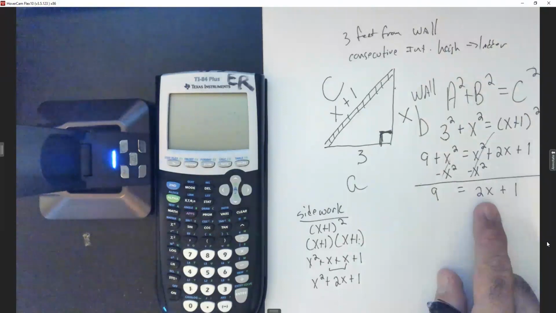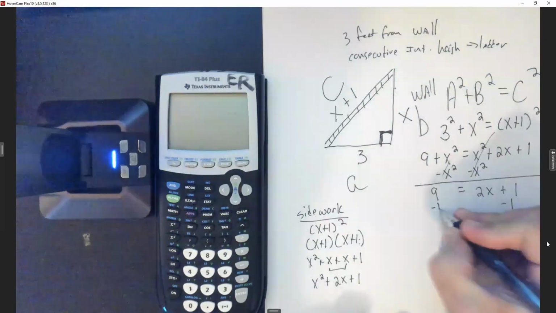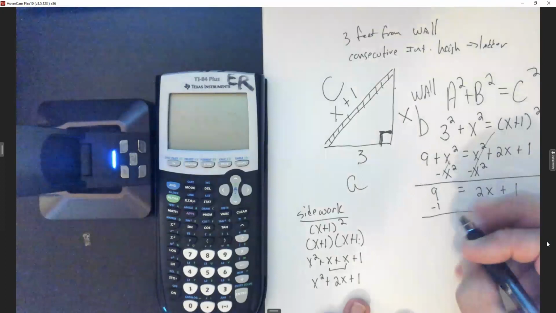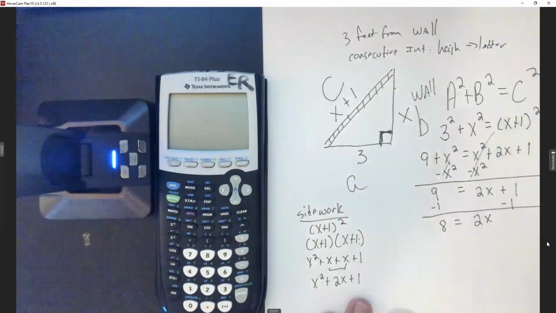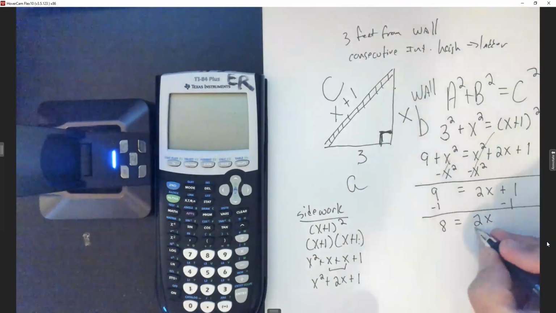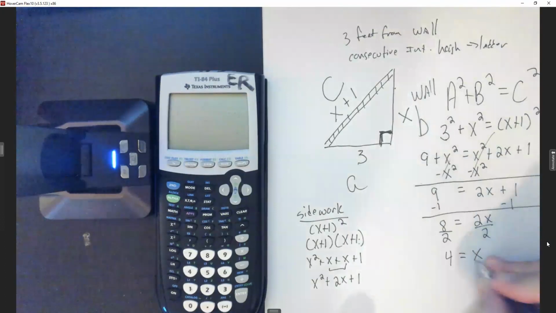So what you want to do is just solve this for the 1x, and we don't have to factor nothing. All we got to do is get the x by itself by subtracting 1. So 9 minus 1 gave me an 8. That's going to equal 2x. And then divide both sides by the 2. So that 4 equals my x.